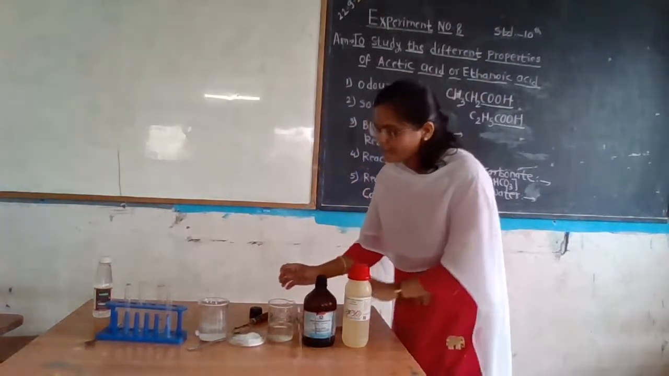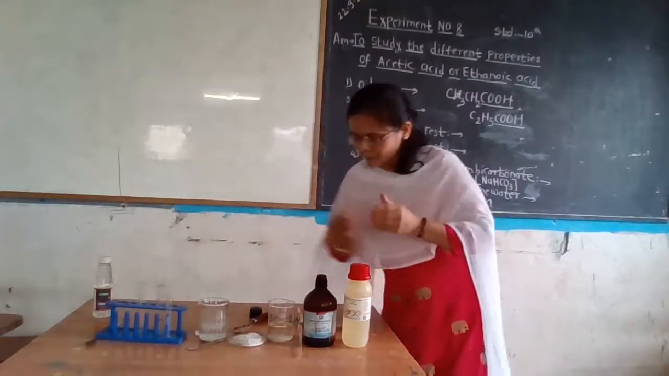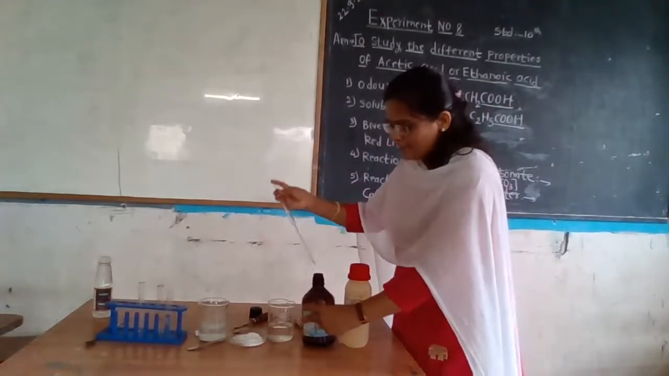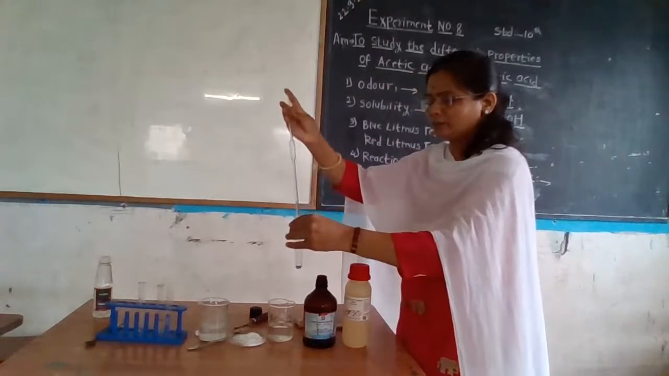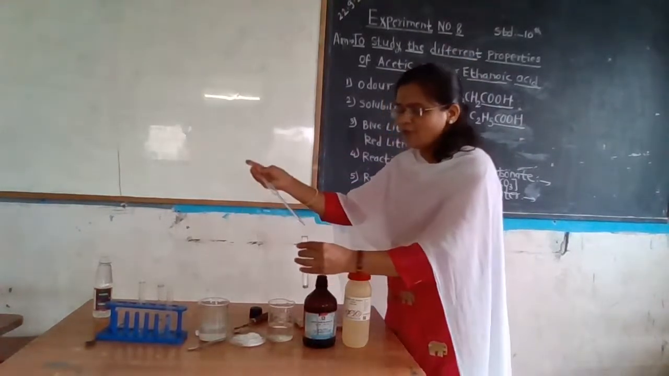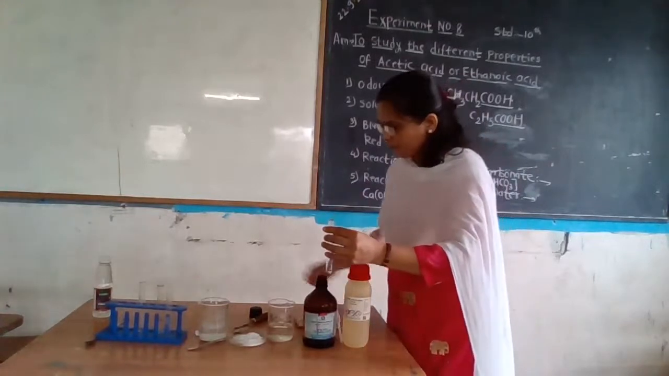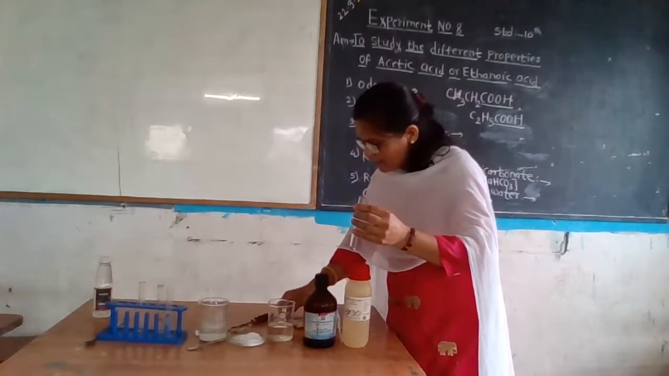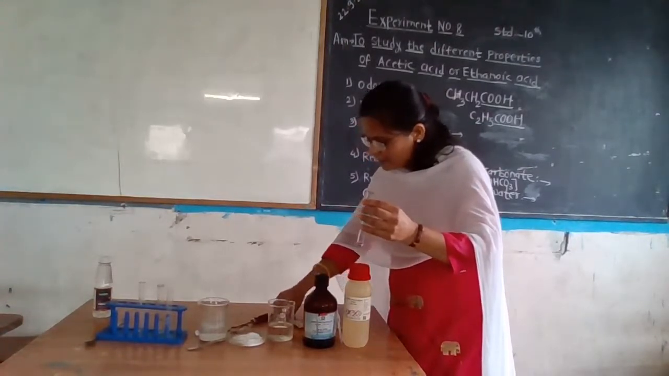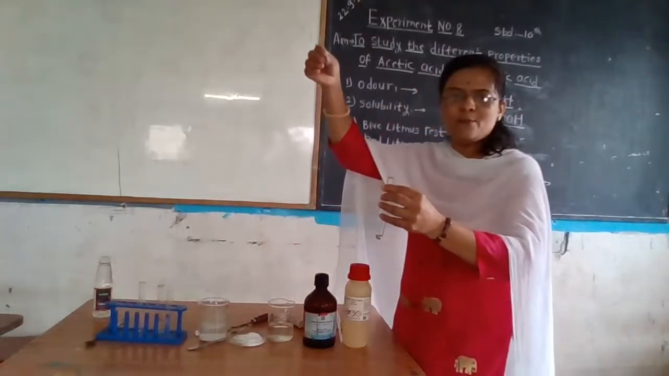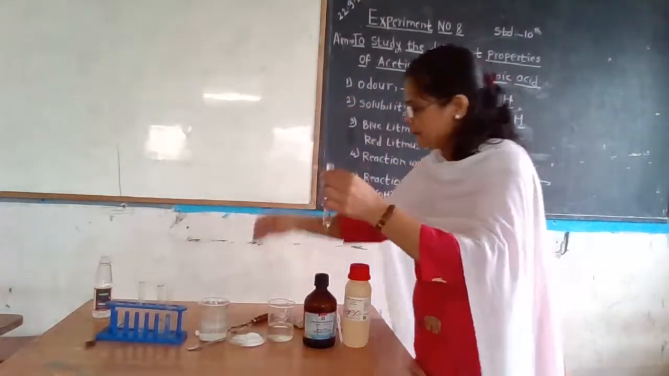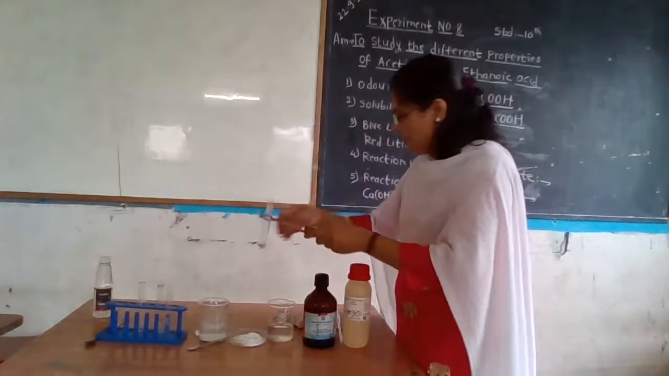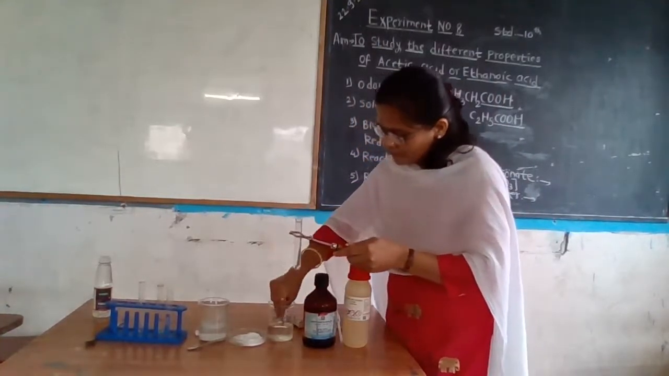So I am taking acetic acid, few drops of acetic acid for the litmus test. Few drops of water also. I am taking the blue litmus paper, the strip of blue litmus paper, and I am dipping the blue litmus paper in the solution.